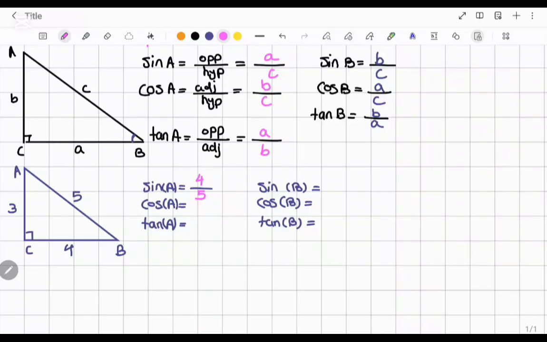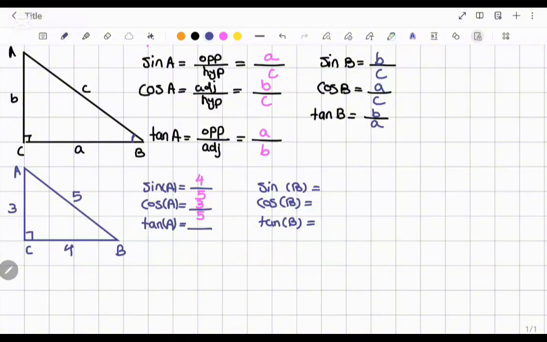Let's go for cosine. Cosine definition is adjacent over hypotenuse. So it's going to be what's adjacent to angle A. Guys, look. Adjacent means next to. So it's going to be this side because the other one is just the hypotenuse. So it's going to be 3 over 5, which is the hypotenuse, okay?